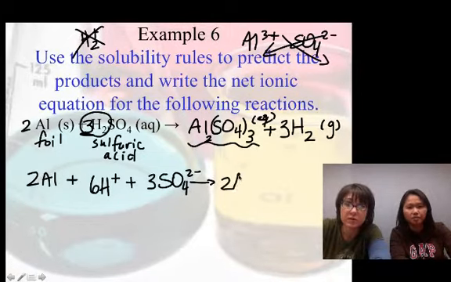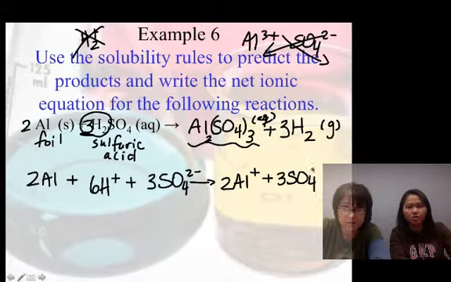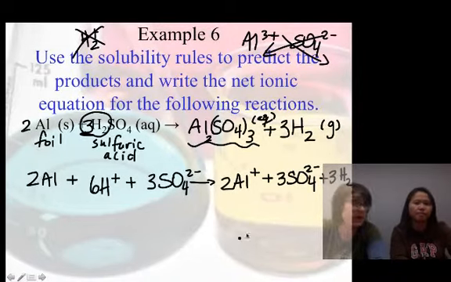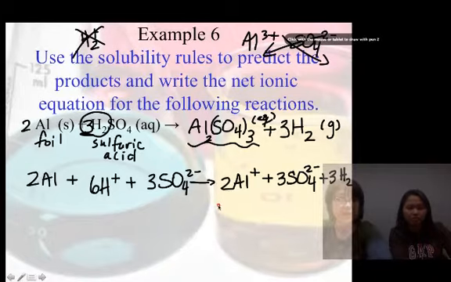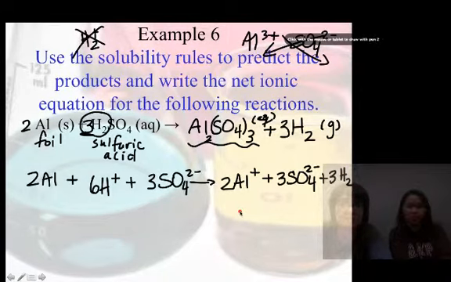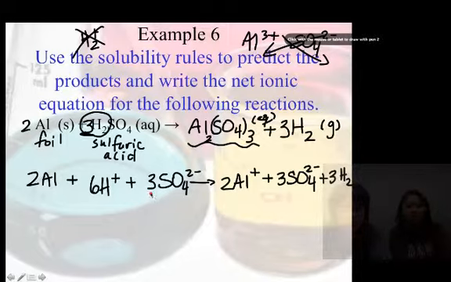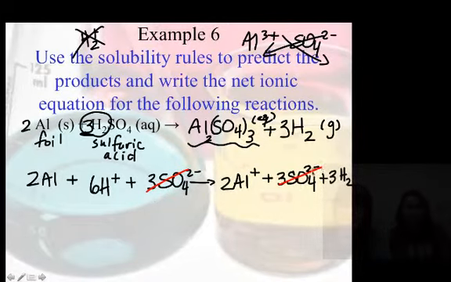All right, 2 aluminums, that's a plus charge, and then 3 sulfates, 2 minus, plus 3 hydrogen molecules. We can't break apart gas, so leave it as it is. Okay, do you see any spectators? I see 2 Al. Oh, that's not the same, it got a charge. Anything else? Hydrogen is not a plus anymore. Sulfate? Sulfate only. That's the same on both sides. So that's our only spectator.